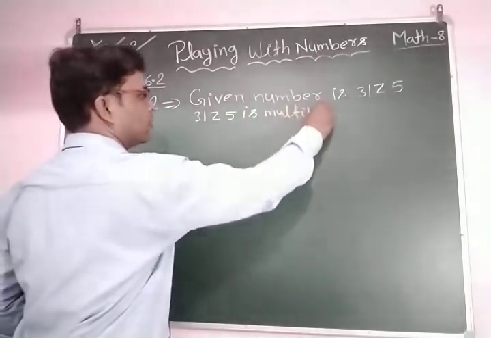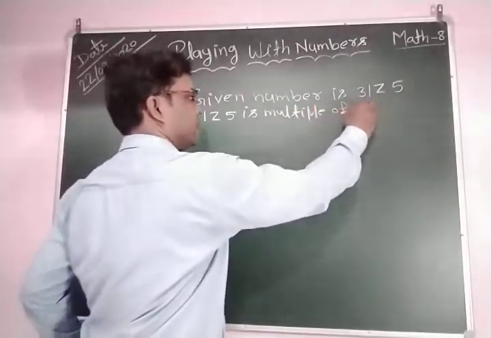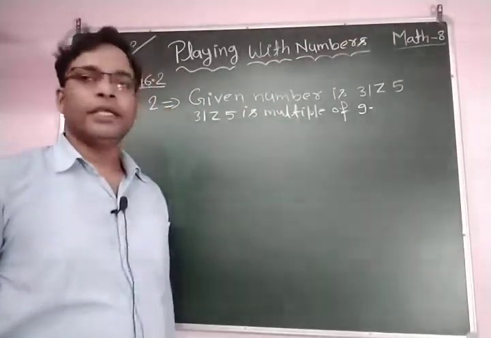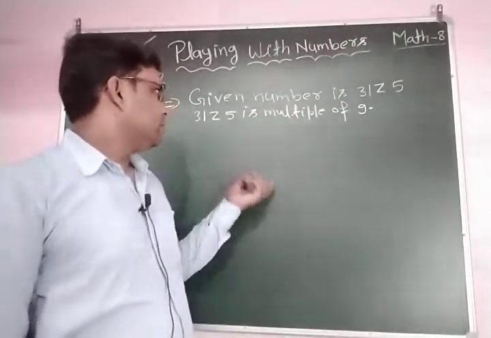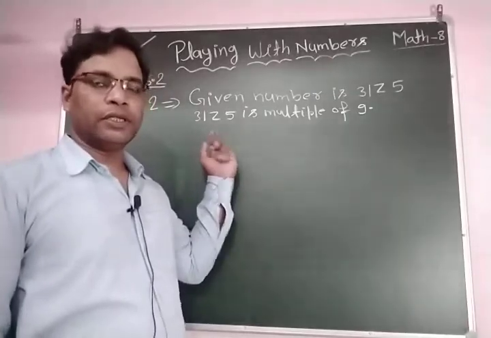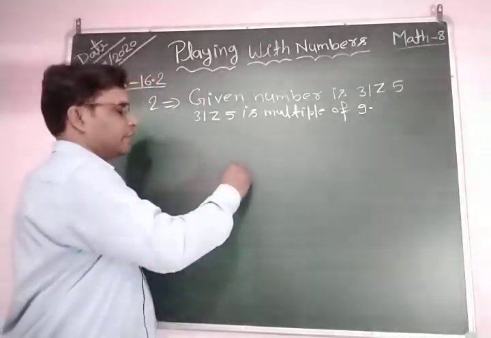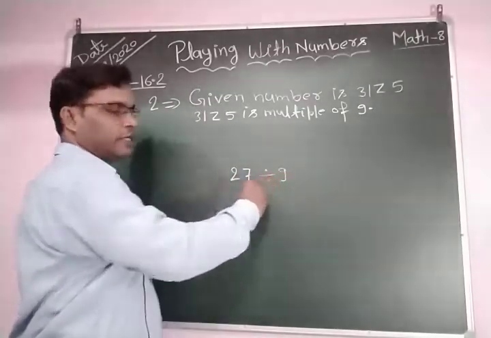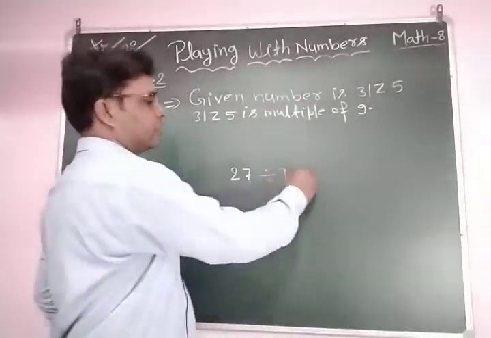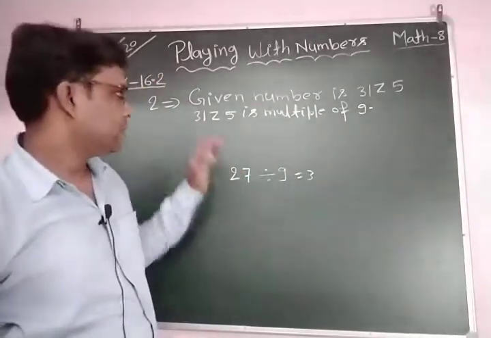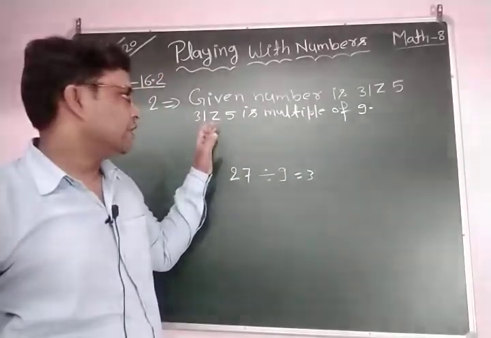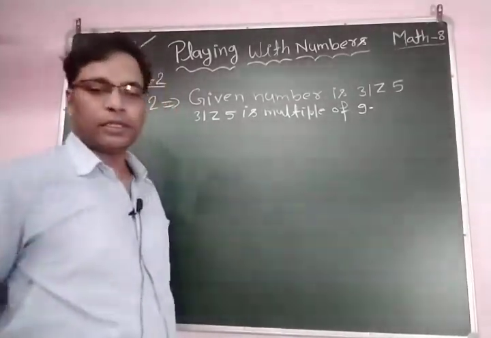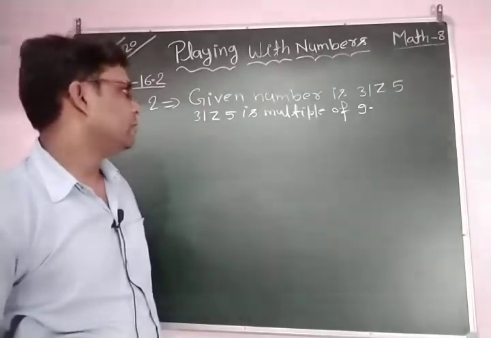This is a multiple of 9. It means that 9 must divide this number. If 27, you can see 27 is a multiple of 9, it means that 27 is divisible by 9, and we get 3. So it means that this is a multiple of 9, it means that 9 divides it. So here you need to find the value of z.